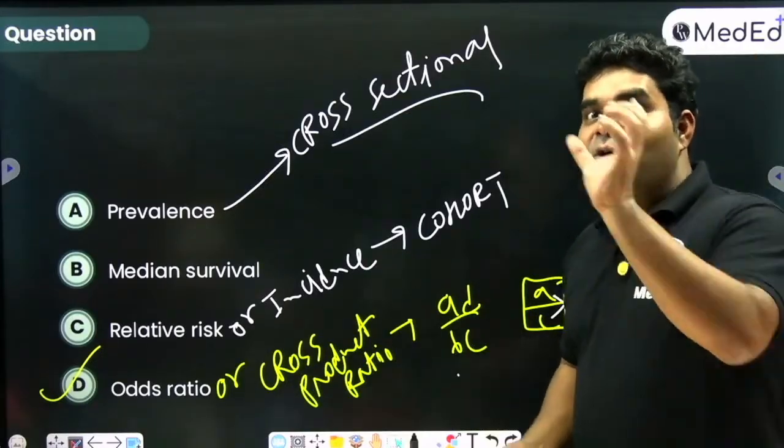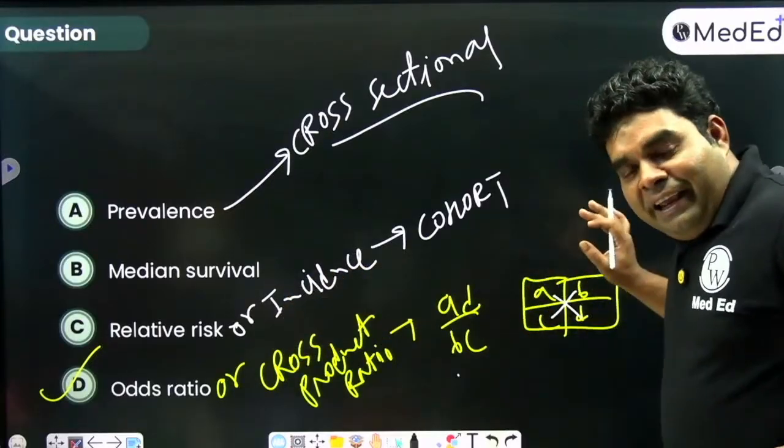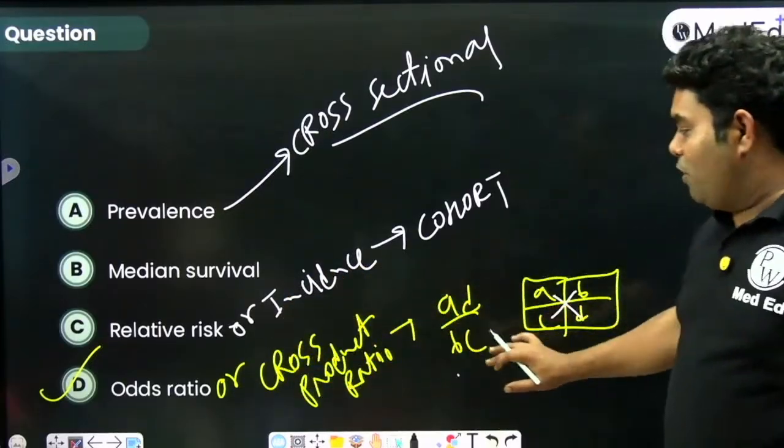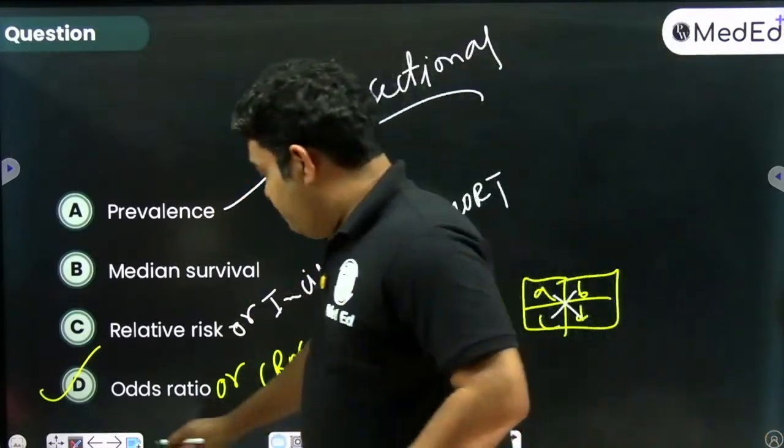And in cohort study we go in future. So cohort study is incidence, relative risk. Case control is odds ratio or cross product ratio. Okay, and cross sectional study is also known as prevalence study.